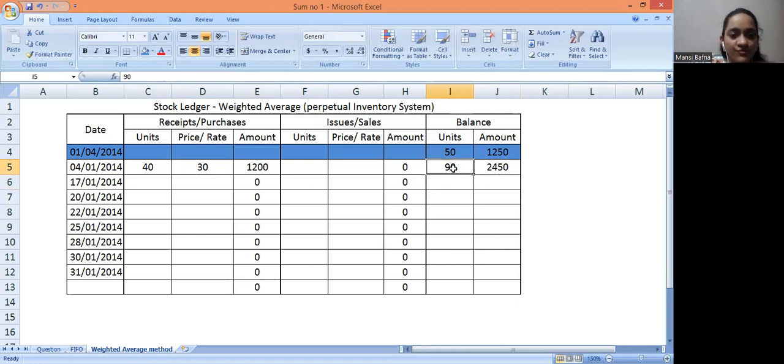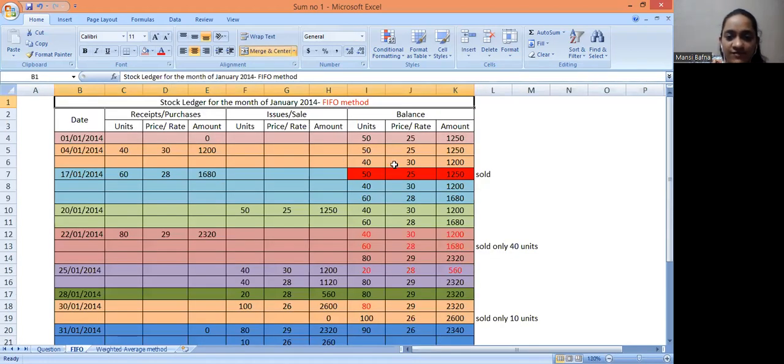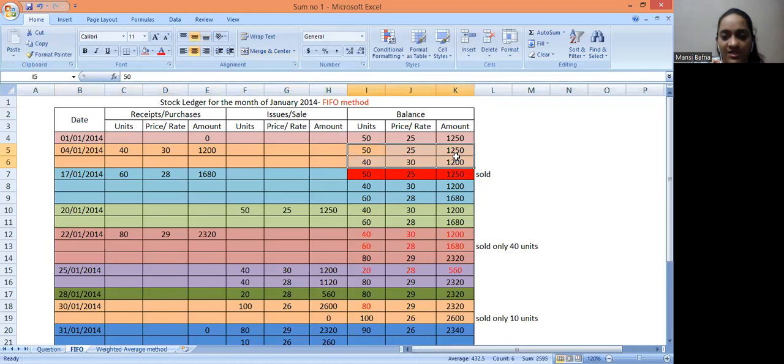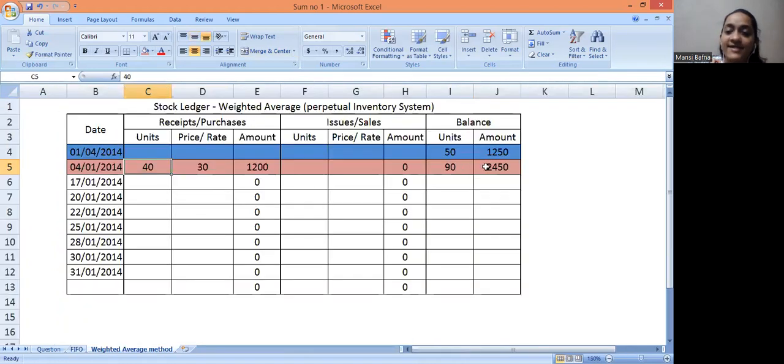So as on 4th of January, you have a balance of 90 units for rupees 2450. This is your transaction for 4th of January where you have purchased. Now if you see the difference between the FIFO method and the weighted average method, under the FIFO method on 4th January, we have recorded the balances separately, whereas under the weighted average method, we will add them and record them together.